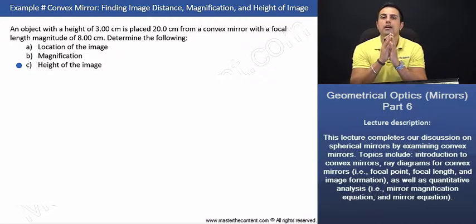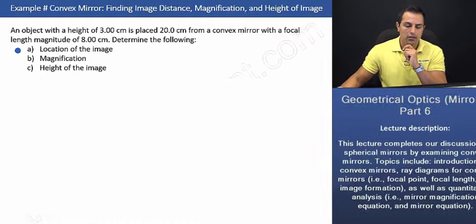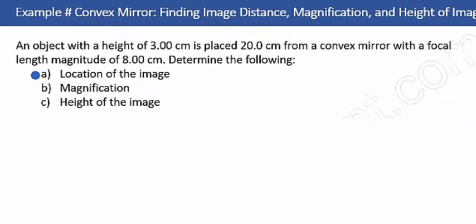Now, again, I encourage you to pause the video and attempt solving this problem independently. Otherwise, you're more than welcome to follow along. Before we even do this problem, there are a few assumptions that we can make. Looking closer at the location of the image, we know that the image distance should be negative, considering the image is virtual and behind the mirror.